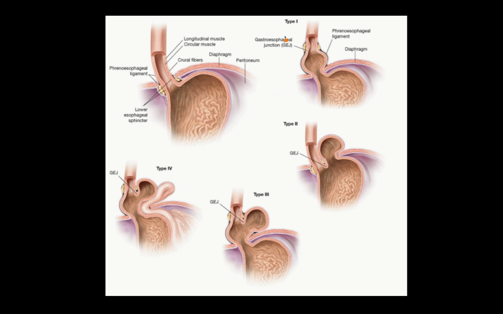So thinking about numbers here, type 1, just that sliding hernia, is the most common. That's about 90% of your hiatal hernias. Of the remaining 10%, type 2 through 4, type 3 is your most common. This is 90% of these remaining 10%. And then more rare is the type 2, which is that true paraesophageal, and then type 4, the giant.